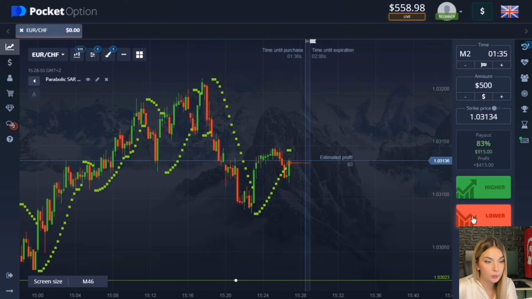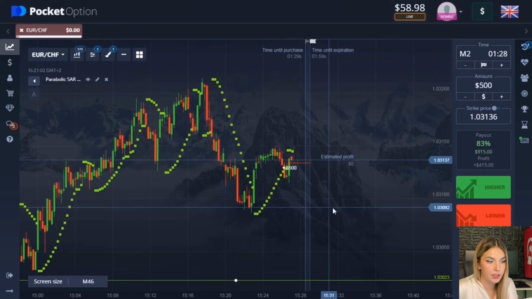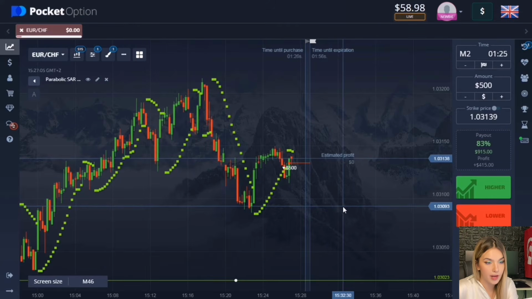We open a deal for 2 minutes to decrease, since the bottom row of points has already rested on our candles and the next few dots begin to appear above our chart. This situation tells us about the upcoming reversal and further downside movement of the price. And in this situation, there will be at least a small pullback down. So guys, let's wait for the end of our deal.